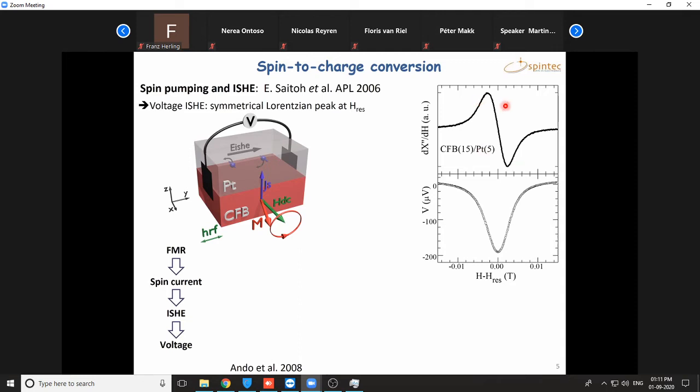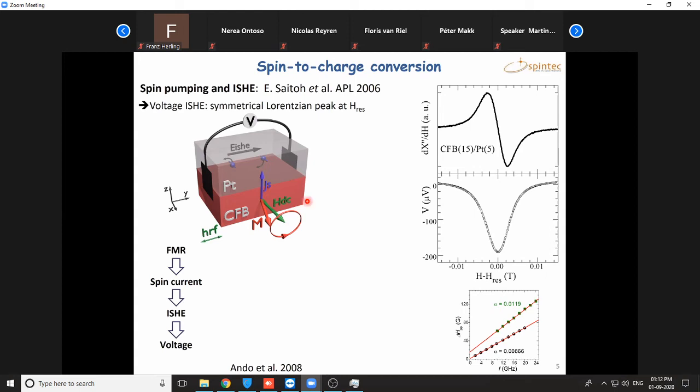At the resonance condition, we have, for example, in the CFB platinum sample, the development of a Lorentzian shape signal at the resonance. So we use FMR, we generate a spin current, then we use the conversion mechanism, spin Hall or Rashba, that will generate a voltage in open conditions.